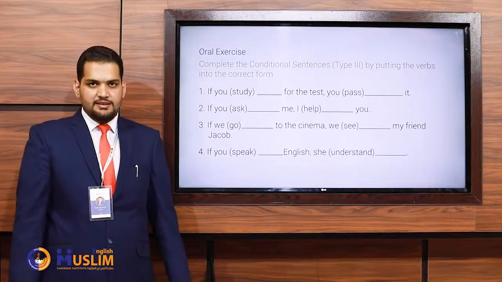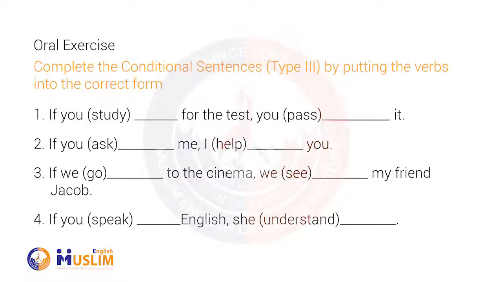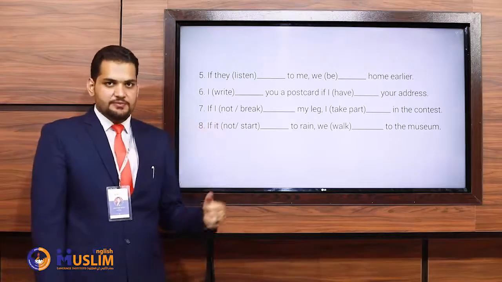Now let's discuss the answers. Number 2. If you had asked me, I would have helped you. Number 3. If we had gone to the cinema, we could have seen my friend Jacob. And number 4. If you had spoken English, she might have understood. Let me talk about the answers.